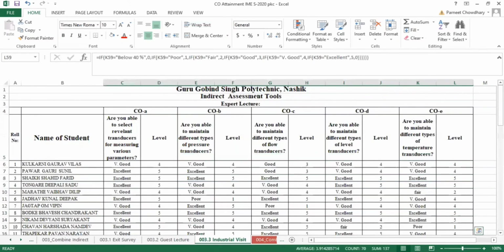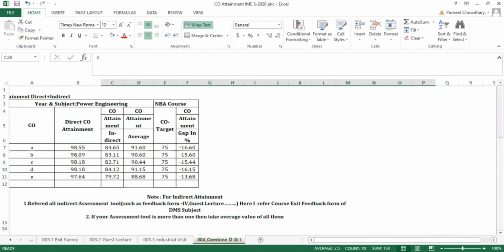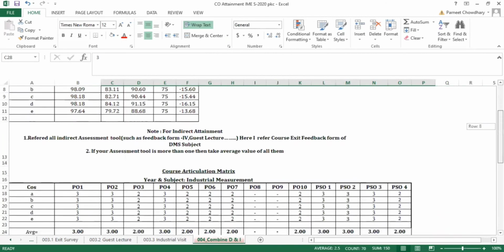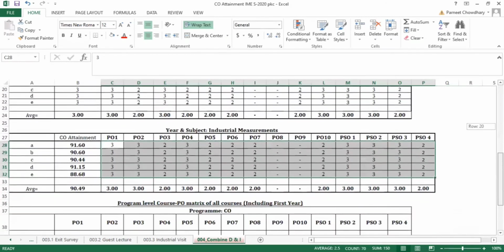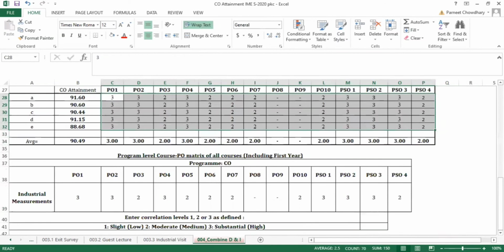So likewise, we have discussed how this direct and indirect attainment of the COs and POs can be achieved in our respective subjects. So I hope you have now understood how this attainment for your subject can be calculated.